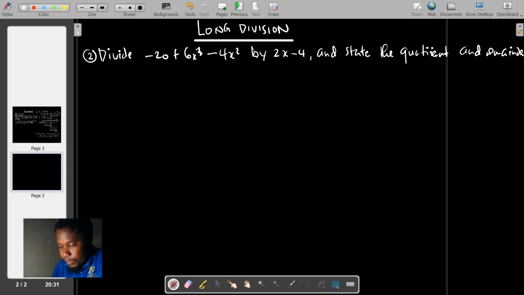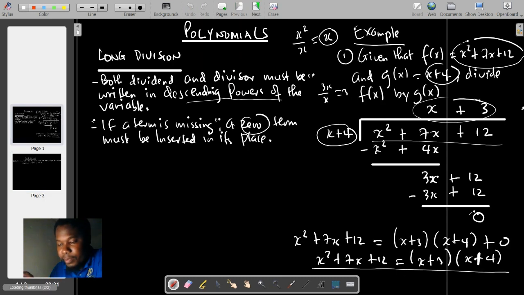The same thing we're doing. Let's take note of what we're being given. It's negative 20 plus 6x to the power 3 minus 4x squared. Okay, divide by 2x minus 4. Now I want you to take note of something here. You remember the rules that we had. Let's just go back there.